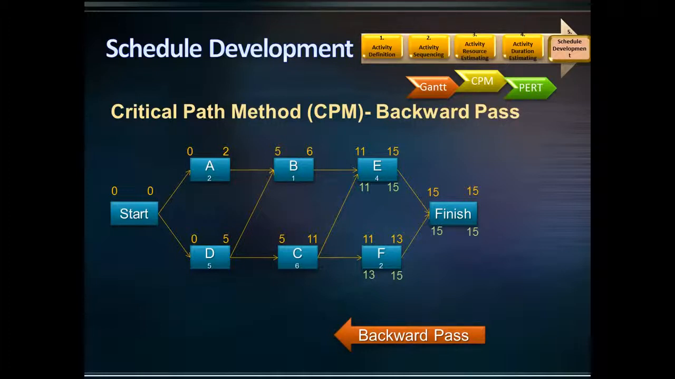Now, what is the late finish date for activity C? In the backward pass, activity C is dependent on activities E and F. So, the late finish of activity C is either 11 days or 13 days. If activity C finishes any time later than 11 days, activity E will exceed 15 days, which is the project completion date. So, on the backward pass, the late finish of an activity is the minimum of all its related successors.